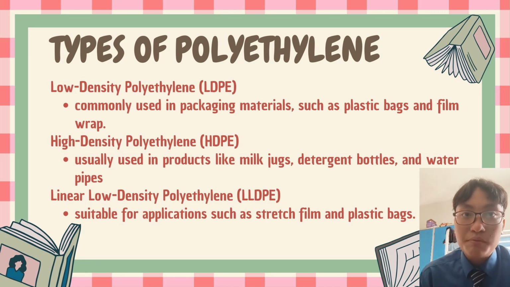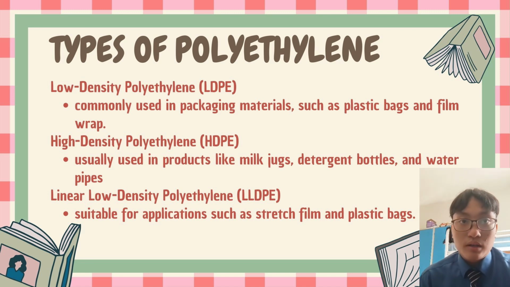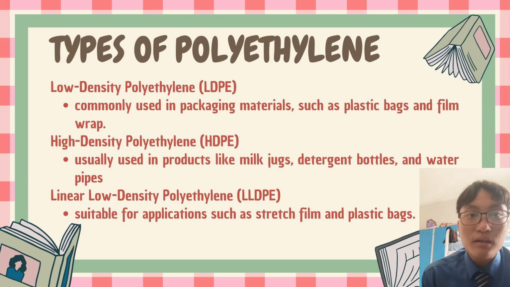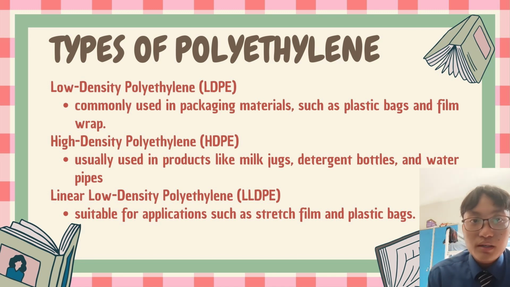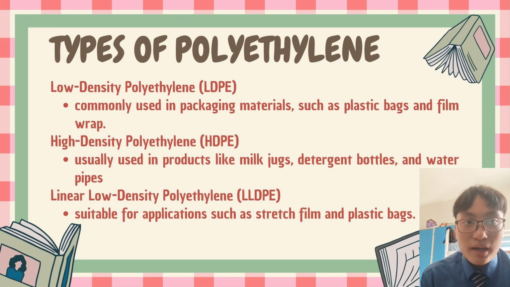There are several types of polyethylene. The first one is low density polyethylene, which is LDPE, that we use commonly in packaging materials such as plastic bags and film wrap. The second one is high density polyethylene, which is HDPE, that is usually used in products like milk jugs, detergent bottles, and water pipes. The third one is linear low density polyethylene, which is known as LLDPE, that is suitable for applications such as stretch film and plastic bags.